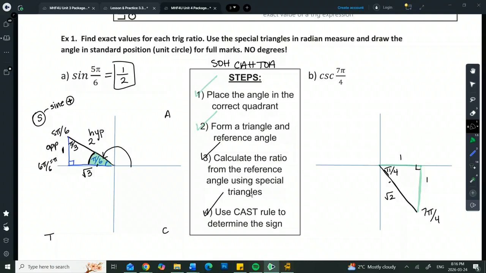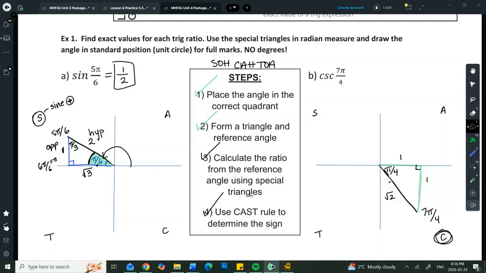Okay, I'm also going to use the CAST rule here, so we're going to write out the CAST rule. And we are in the cosine quadrant. So that means cosine and its reciprocal are positive here. Now, cosecant is a reciprocal ratio, or a secondary trig ratio, as we would call it. It is the reciprocal of sine.